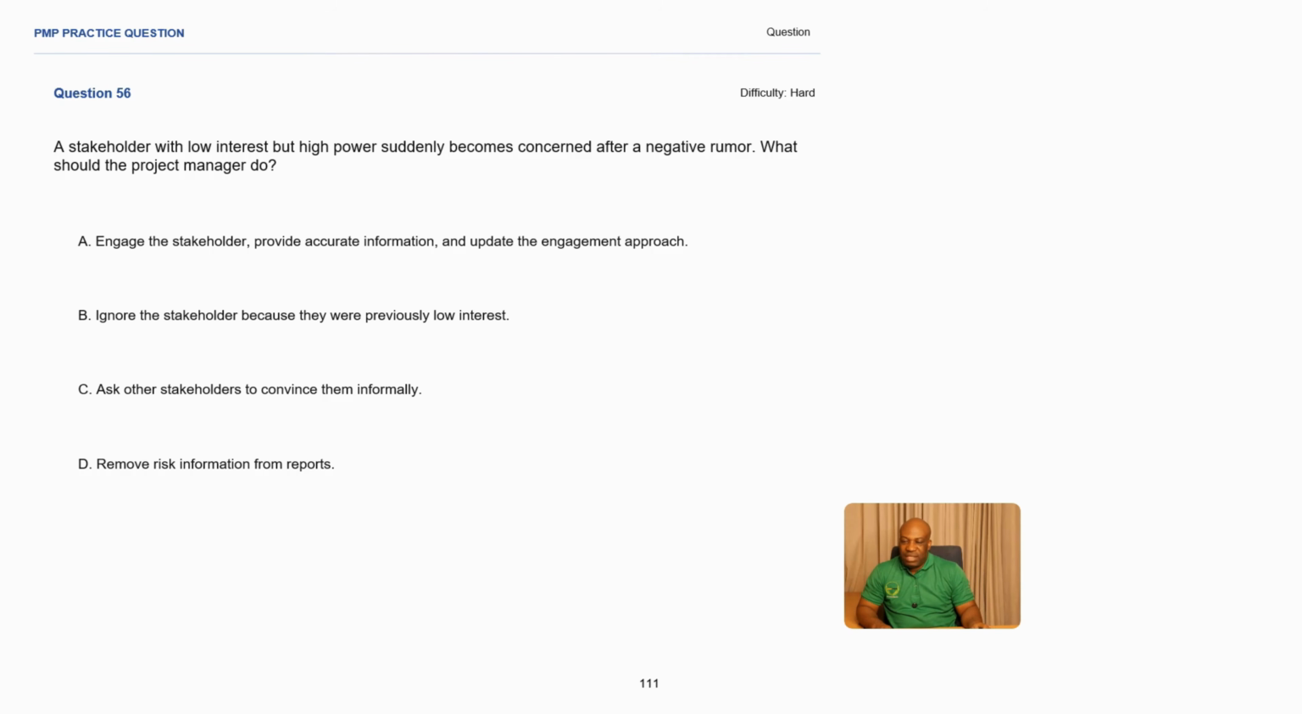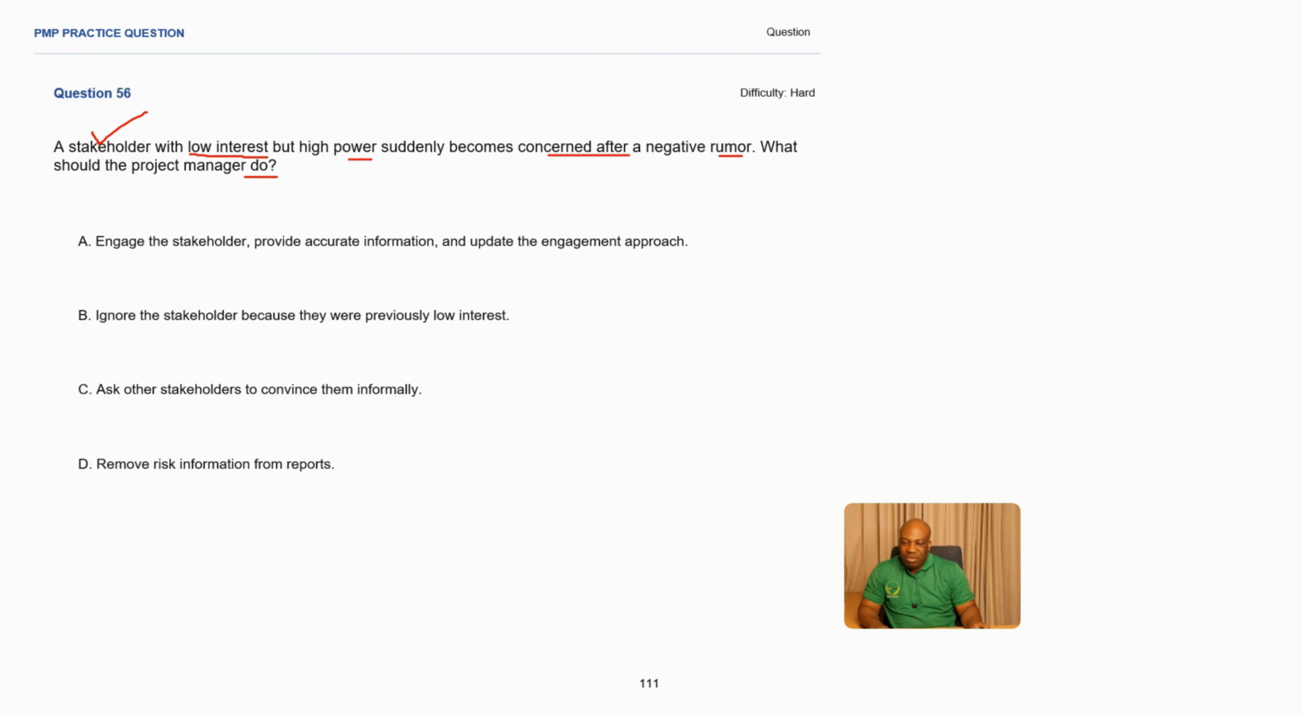Practice question number 56. A stakeholder with low interest but high power suddenly becomes concerned after a negative rumor, okay? What should the project manager do? So what is our problem statement? We have a stakeholder who has got low interest, okay? But a high power, all right? He suddenly becomes concerned after a negative rumor, which means they've heard something about the project. What should the project manager do?